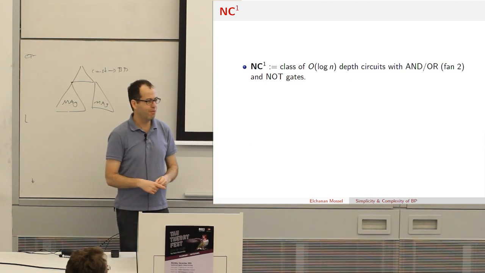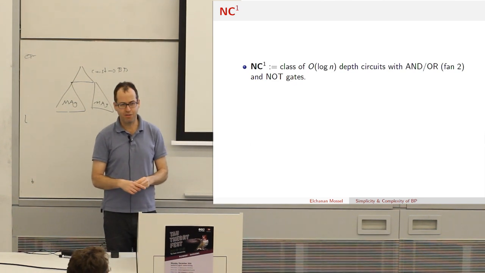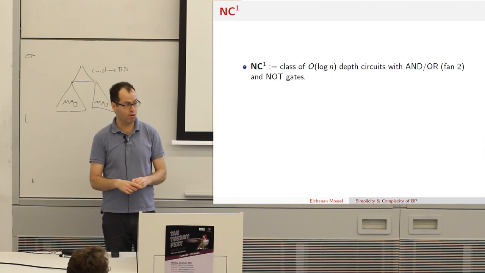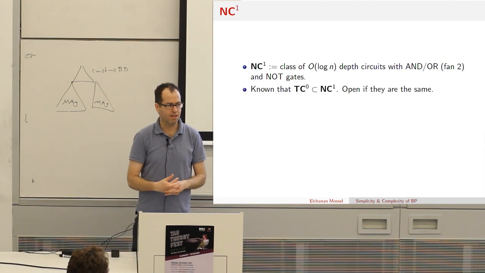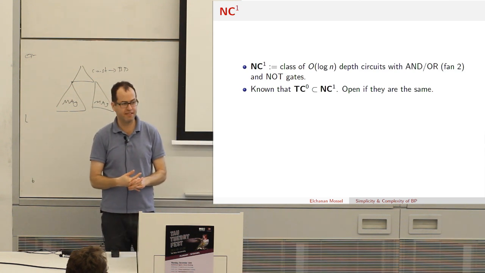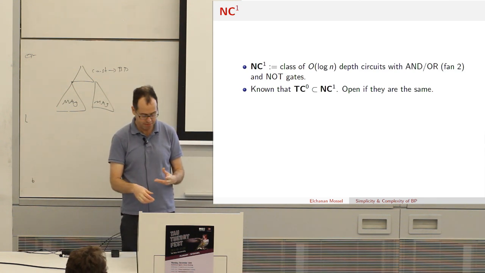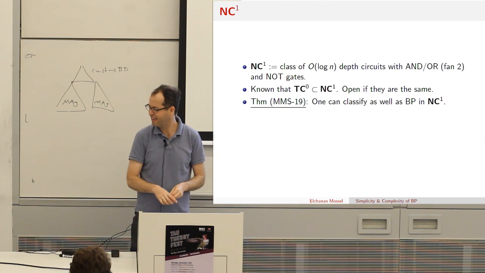So the next class is going to be NC1. I'm still going to have AND and OR gates, but now I can go to order log n depth. And let me just relate it to TC0. So TC0 is a subset of NC1, and it's an open problem if they're the same.